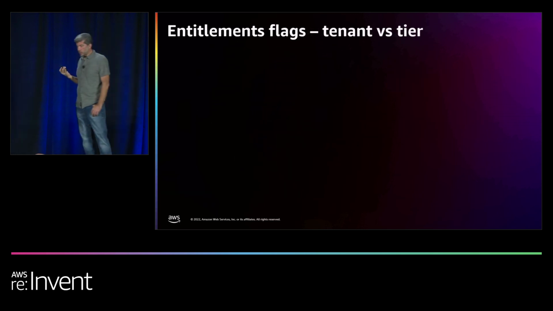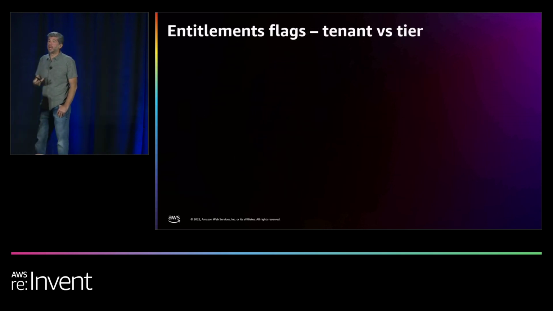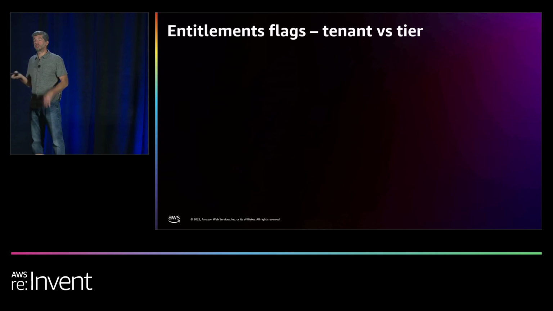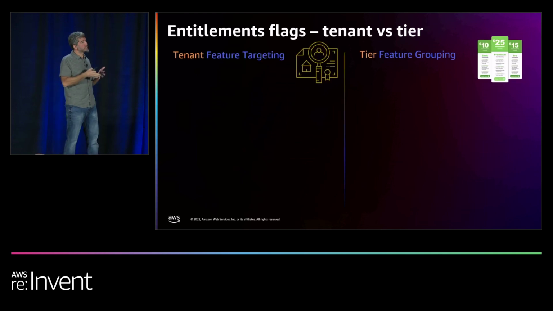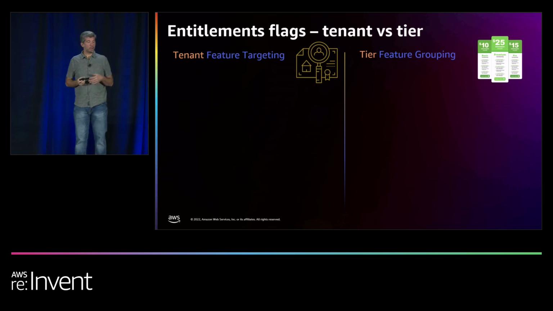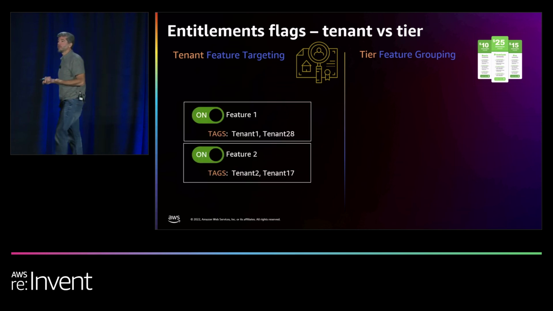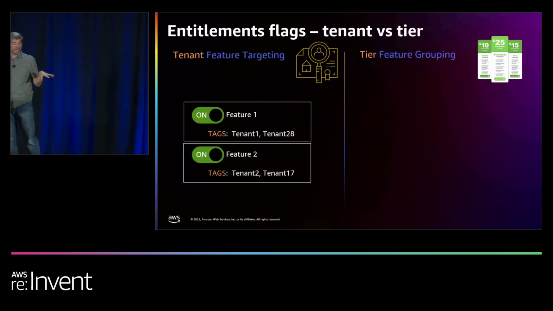So how could we visualize these in terms of both tenants and potentially tiers? Because when we talk about SaaS pricing, we often bucket these features or entitlements into tiers. We might have to target specific tenants with features. In other words, we want some sort of tag on there that says this tenant is able to use this specific feature. And we might want to group those features together for our tiers as well. And what does that look like?